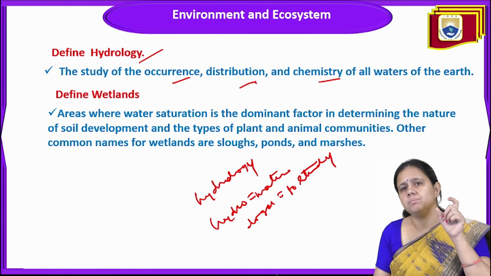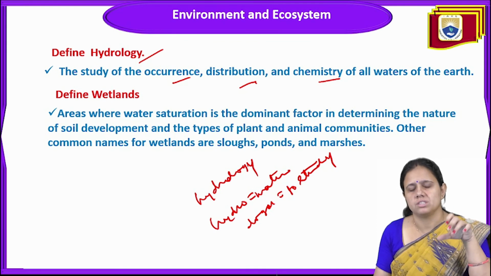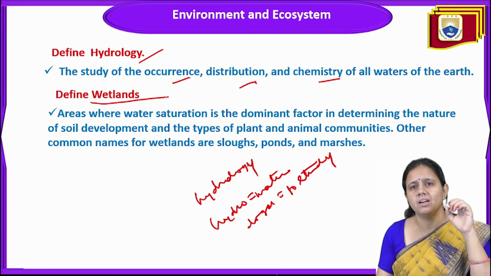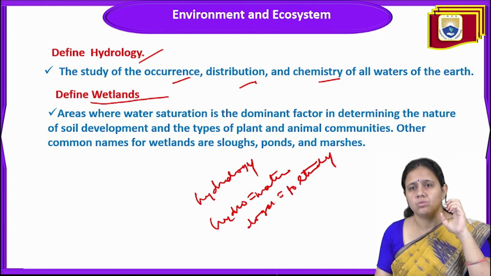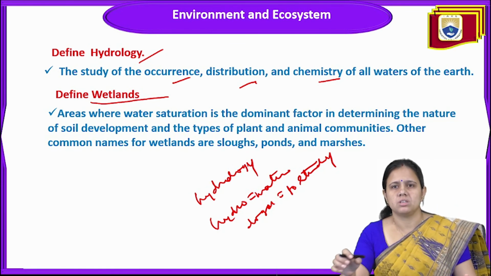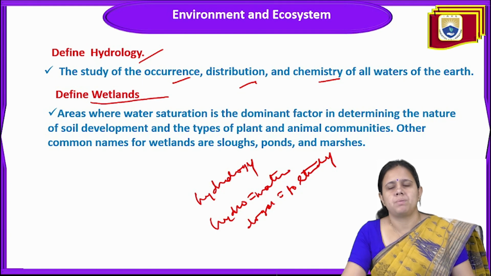The next term that is associated with hydrology is wetlands. Wetlands is a very important term. We define the term wetland. Wetlands are those areas where water saturation is a dominant factor in determining the nature of soil development and the types of plant and animal communities. Other common names for wetlands are ponds, marshes, and lochs.